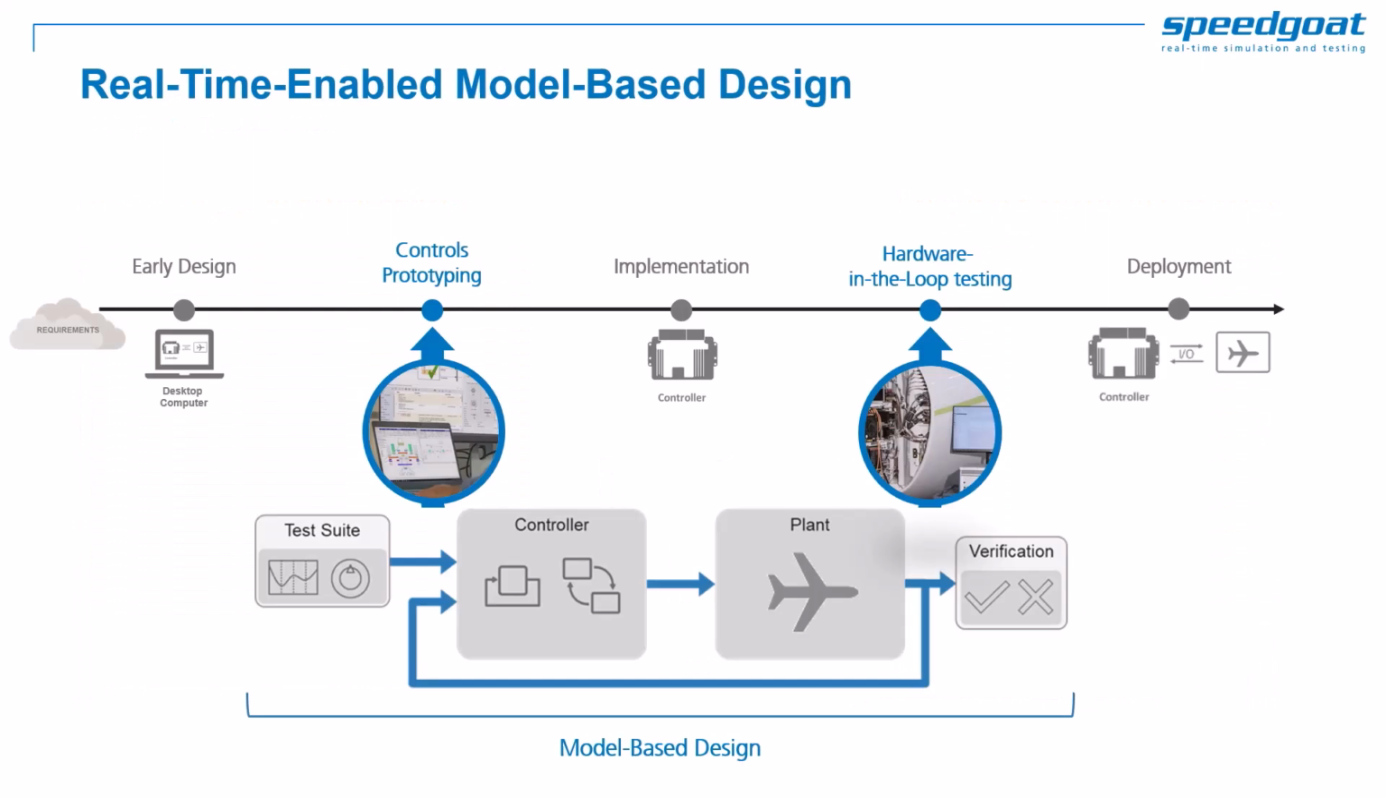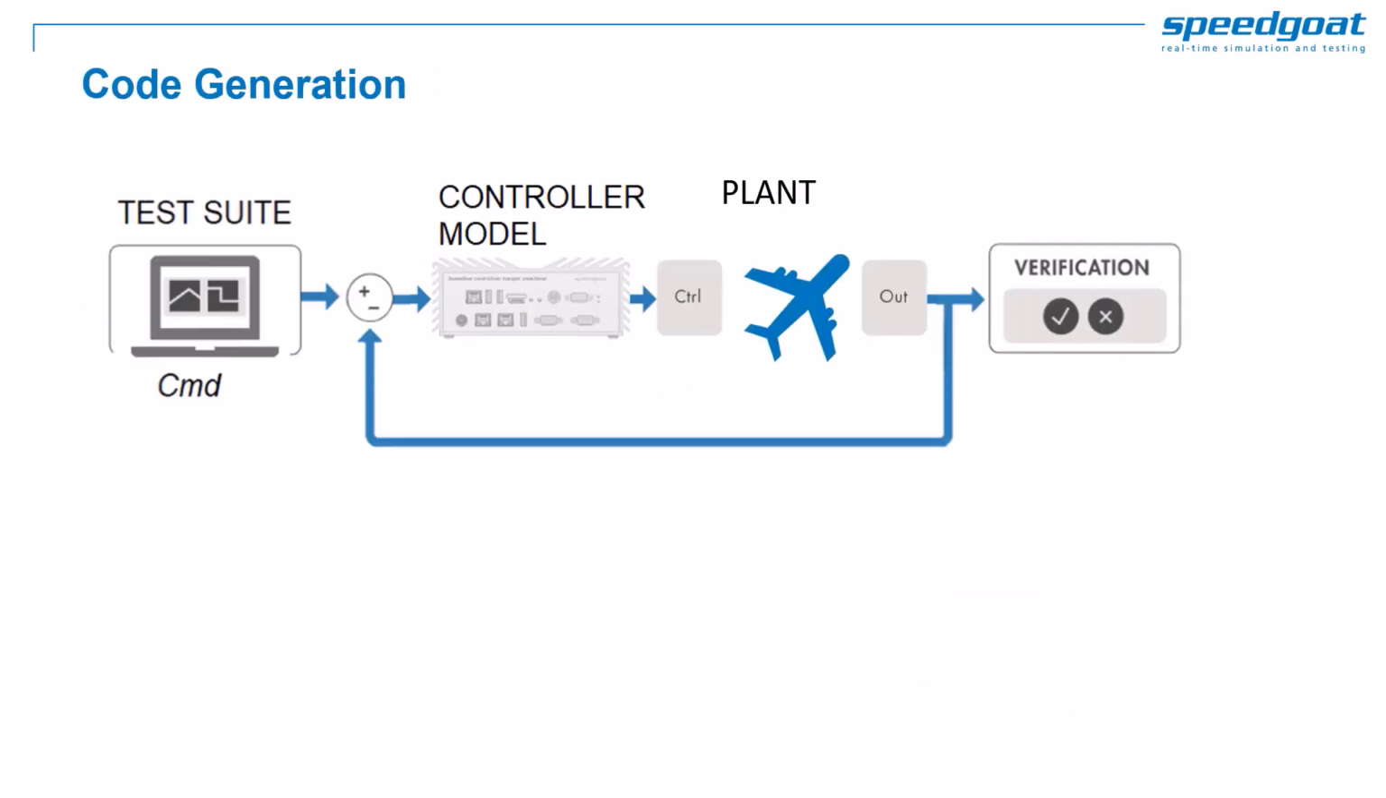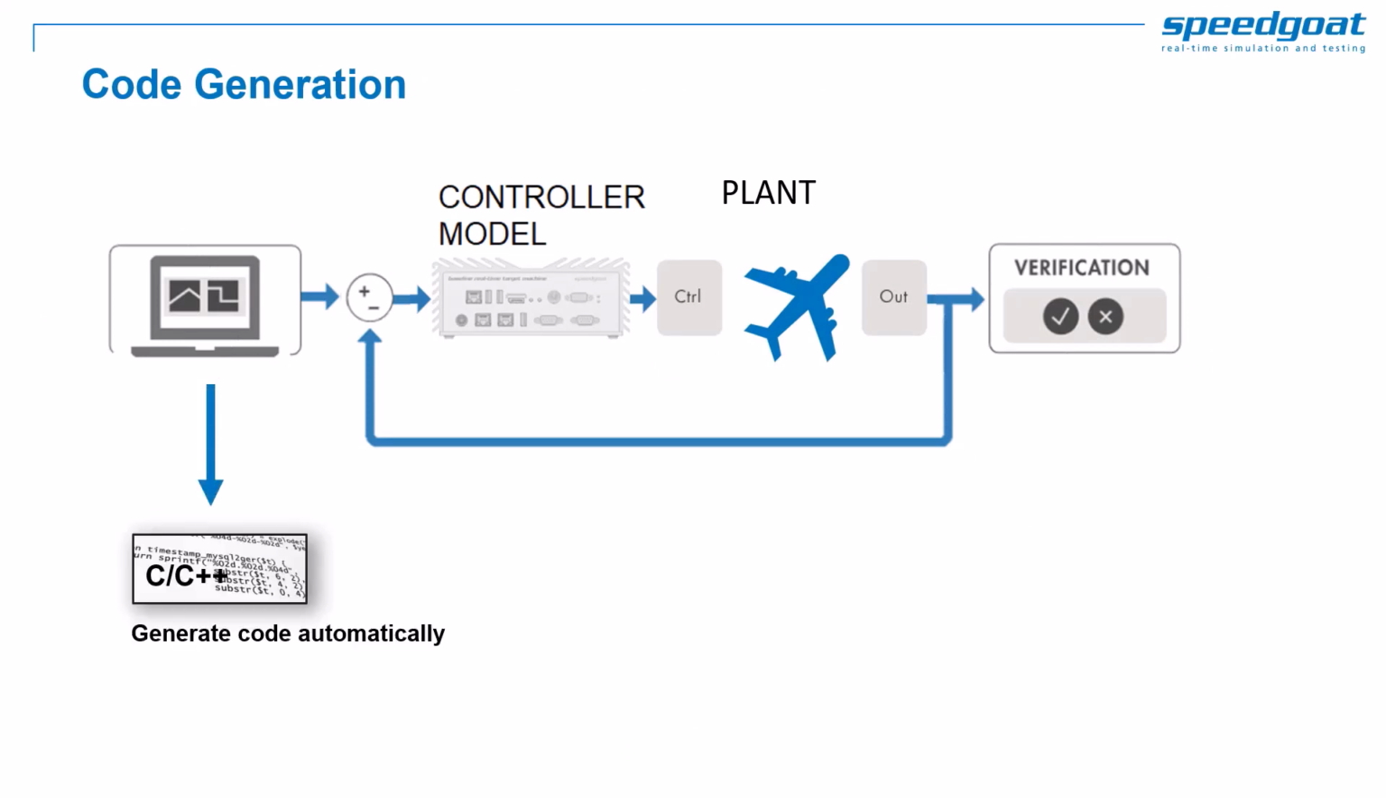Once you're satisfied with the control design, you want to move to the implementation stage. Ideally, you want to have the code of your controller automatically generated based on the model of the controller you developed and tested earlier. Fortunately, this is possible. Once you're happy with the controller you designed in this controls prototyping setup, you can automatically generate the code using code generation. This can be HDL or C code.